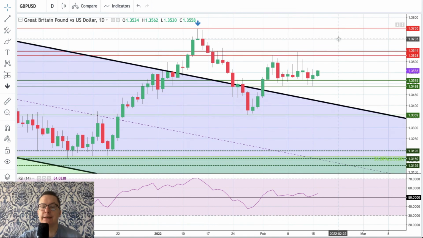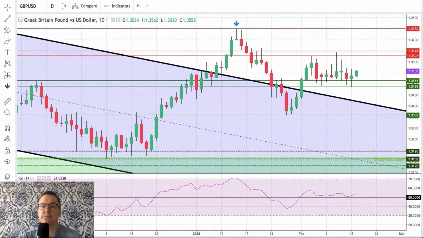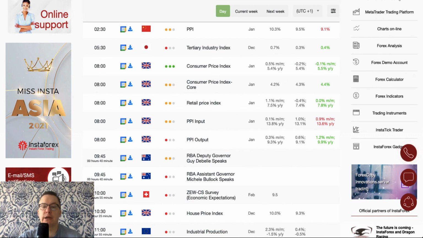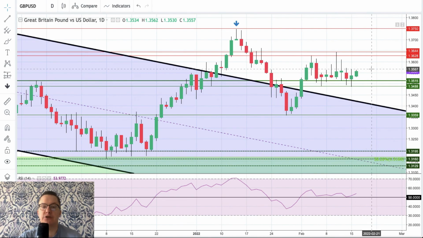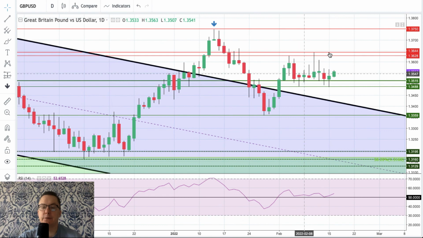As we can see, the data from the UK, the consumer price index data, despite the fact that they were kind of better than the last time, didn't actually mean too much for the market participants, and the British pound is still inside of the trading range.